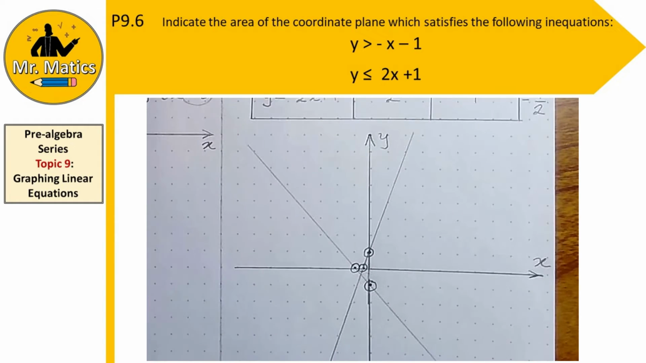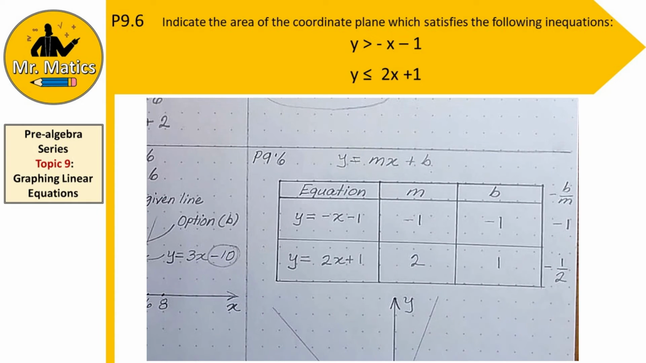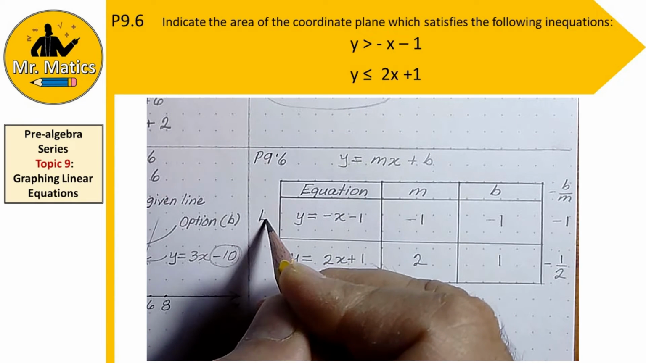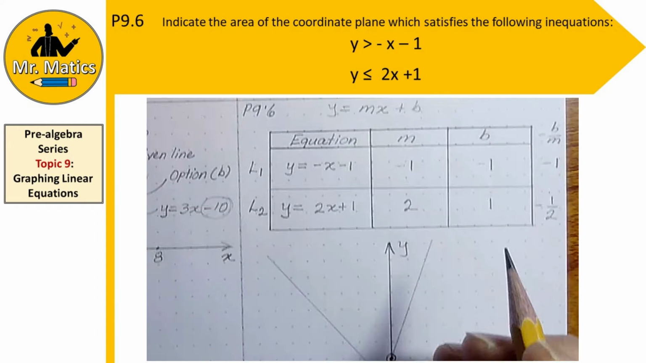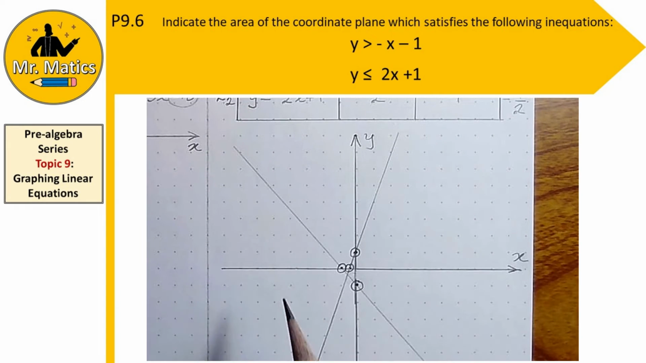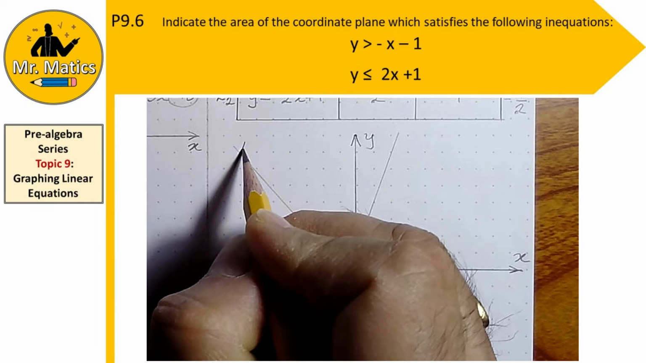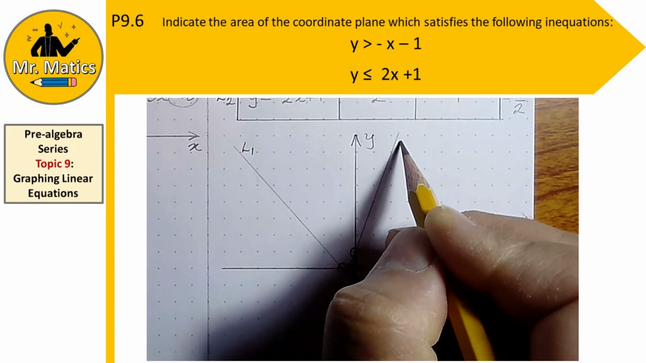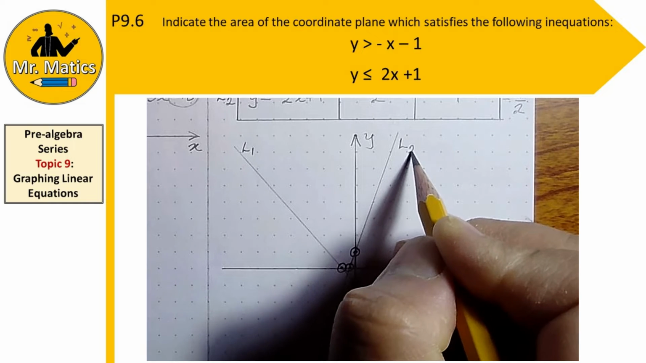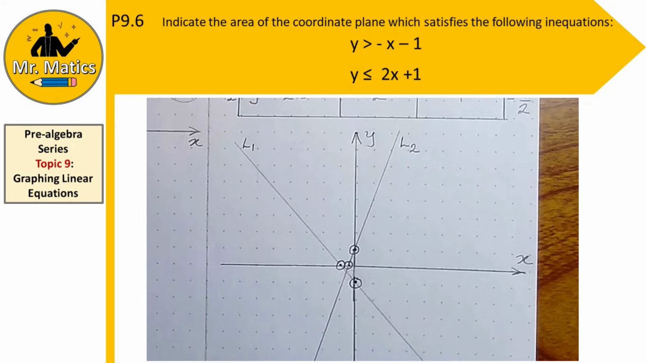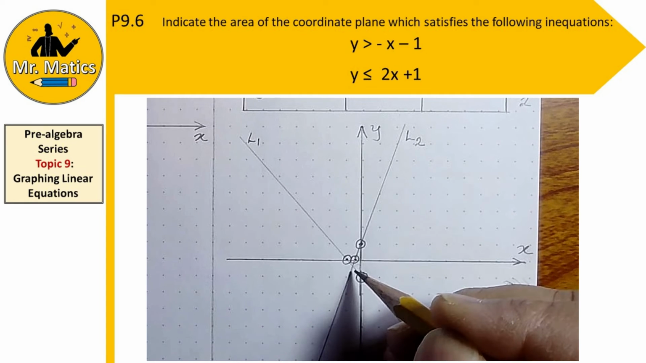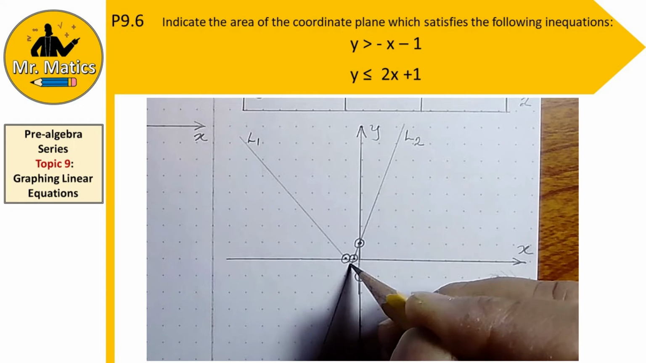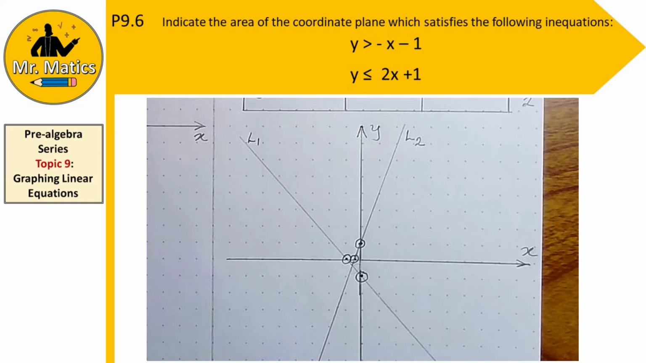Okay, so let's make sure that we name these. This is L1 and this is L2. And let's also name here. The first one we drew is L1. The second one we drew is L2. Okay. So these are the 2 lines. They intersect somewhere here. Okay, we don't really have to worry about it right now.